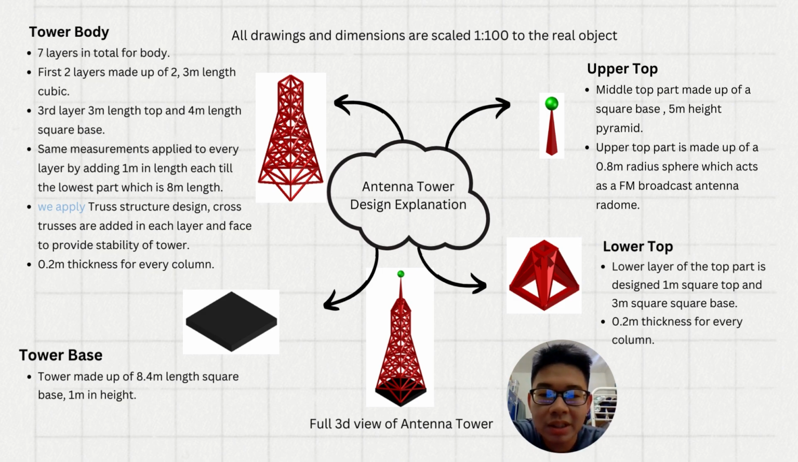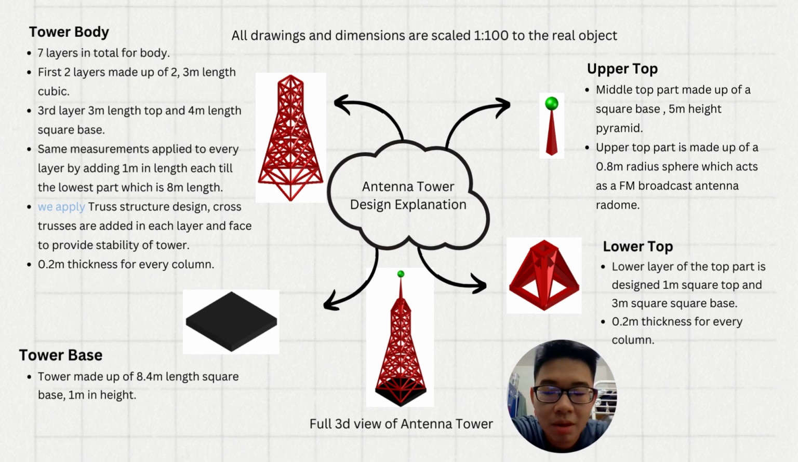We apply truss structure design. Cross trusses are added in each layer and face to provide stability of the tower. For every column, we use 0.2 meter thickness. The tower base is made up of an 8.4 meter length square base and 1 meter in height. For the upper top, the middle top part is made up of a square base and a 5-meter height pyramid, and the upper top part is made up of a 0.8 meter radius sphere, which acts as an FM broadcast antenna radome.